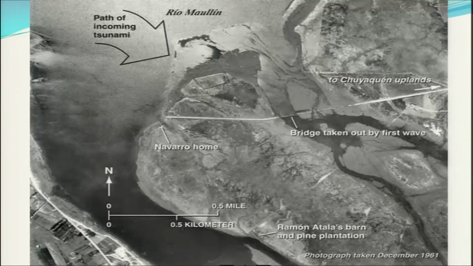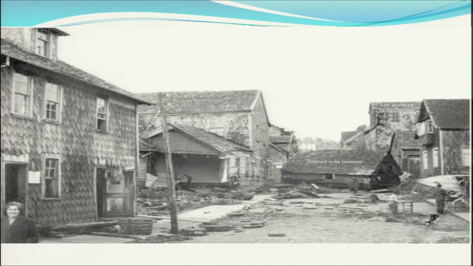So, these are some satellite pictures which were taken just after that, and which show the path of the incoming tsunami, and this bridge was destroyed by the first wave which entered into the Assurine area. So these were the pictures from the town of Moulin.